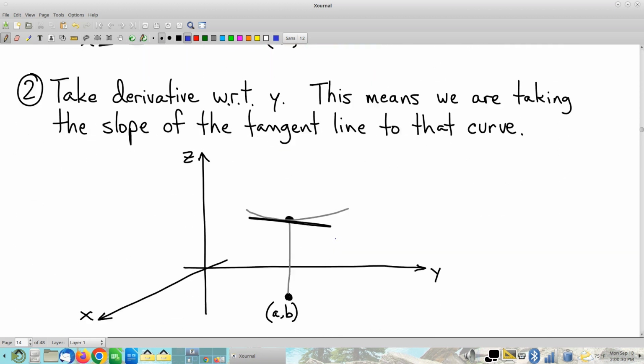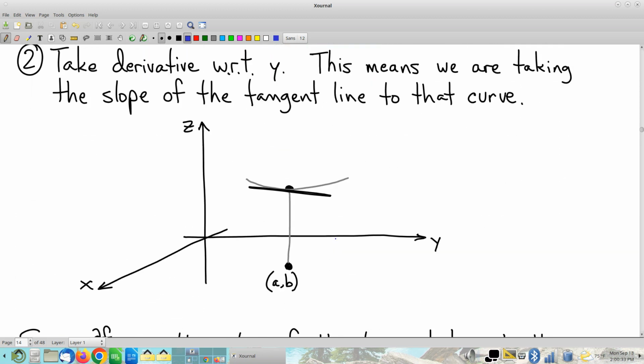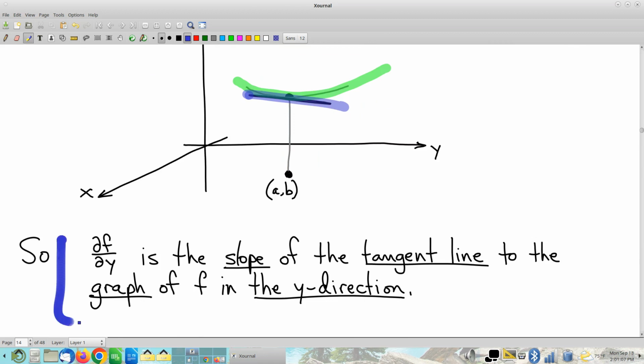And step 2, recall, was to just take the derivative of that single variable function. We're looking at the graph of my single variable function. Taking the derivative of that single variable function, this means slope of the tangent line. So there you go. That's our geometric interpretation of a partial derivative. It's the slope of the tangent line, right? Tangent line to this curve, which itself is a cross-section of the original graph. And thus, this right here.